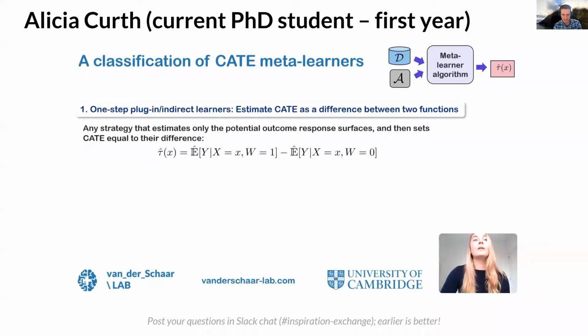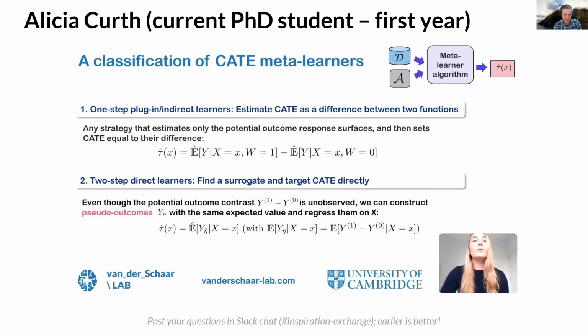The first and the more basic one is the one-step plug-in or the indirect learner, which estimates CATE as a difference between two separately learned functions. That is any strategy that estimates only the potential outcome response surfaces and then sets CATE equal to the difference between these two estimated functions. On the other hand, two-step direct learners target CATE directly by finding a surrogate that mimics what CATE would look like. Even though the potential outcome contrast, so the difference between the two potential outcomes, is unobserved, we can actually construct a pseudo-outcome that's a function of some nuisance parameters eta with the same expected value and regress this pseudo-outcome on X, giving an output that has the same expected value as CATE.